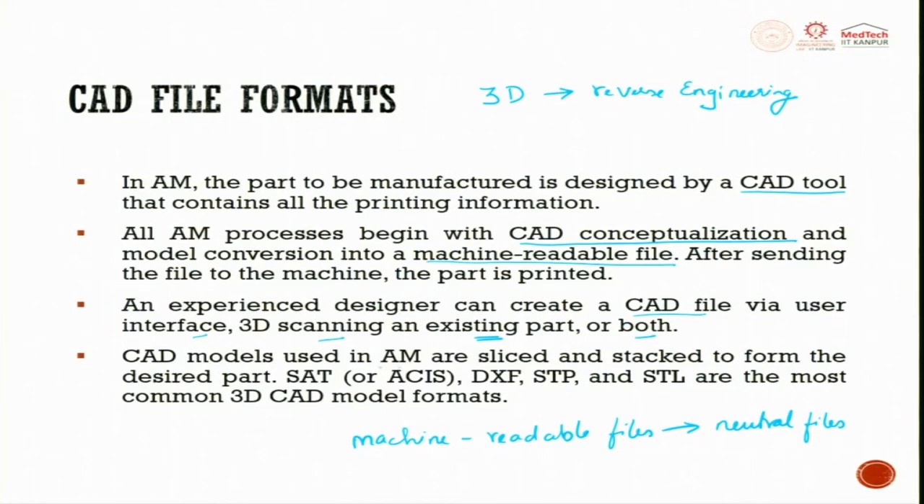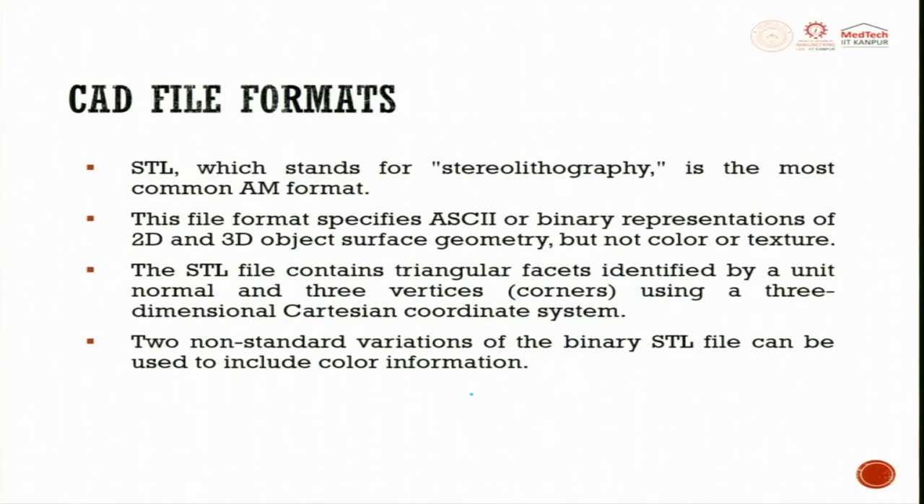The CAD files used in additive manufacturing are sliced and stacked to form the desired part. SAT, DXF, STP and STL are the most commonly used 3D CAD model formats. From the CAD, we convert it into tessellations. Tessellations are nothing but star.stl. So, star.stl files are called neutral files. These are all the different file formats which are available.